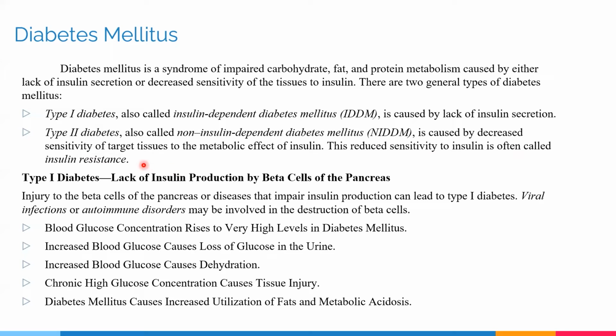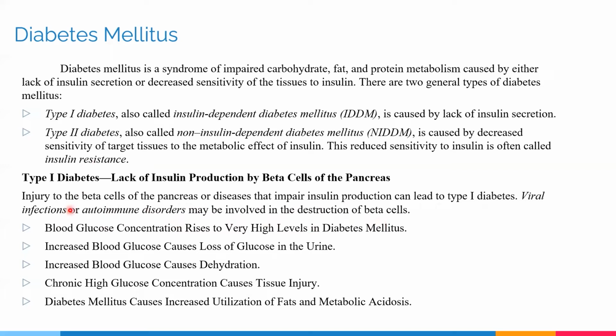So first, let us look into type 1 diabetes, which is caused by lack of insulin production by beta cells of the pancreas. Injury to the beta cells of the pancreas or diseases that impair insulin production can lead to type 1 diabetes. Viral infections or autoimmune disorders may be involved in destruction of beta cells.